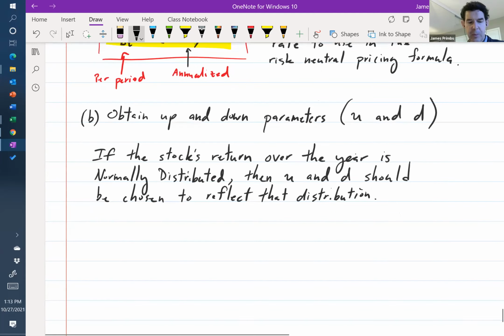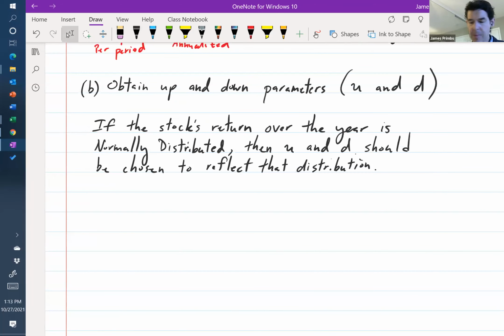And let me give you the formulas for that. So here's the formula for U. U is equal to e to the sigma, where sigma is going to be our volatility or our standard deviation of that distribution, times the square root of T over N. Make sure that that's clear that that's an N.